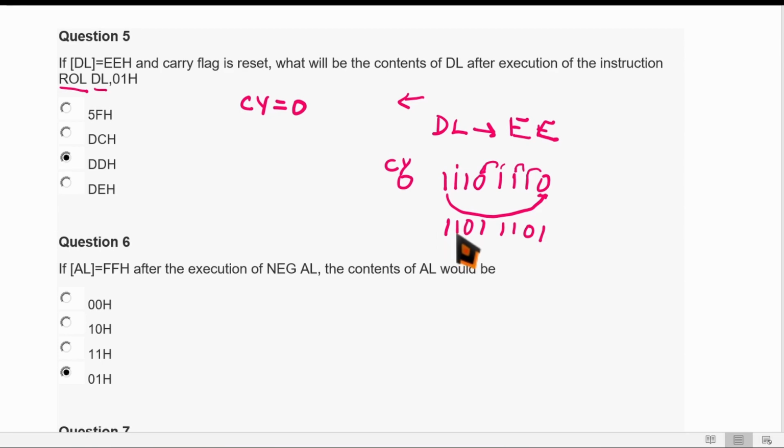This is 8 plus 4, 12, 13. 13 means D. This is also D. So after rotating left, the DL register will have DDH.